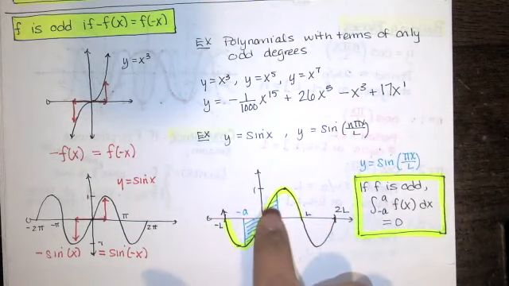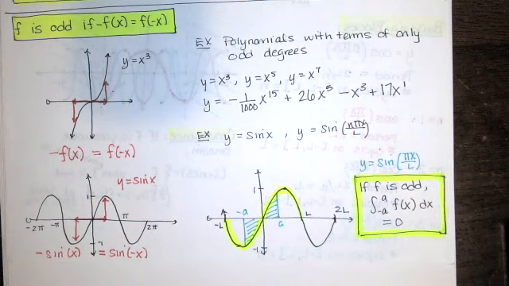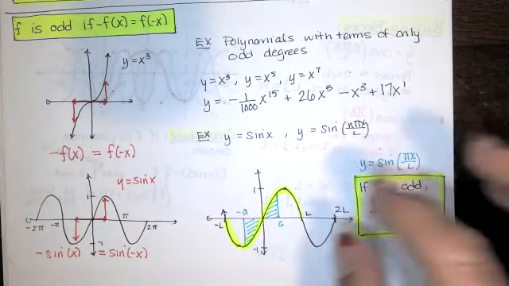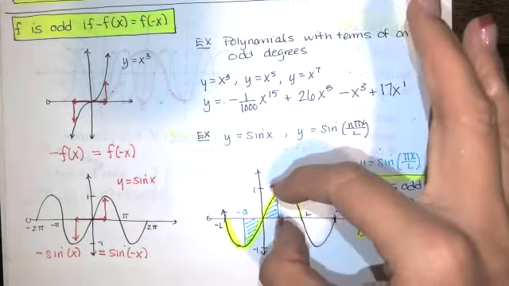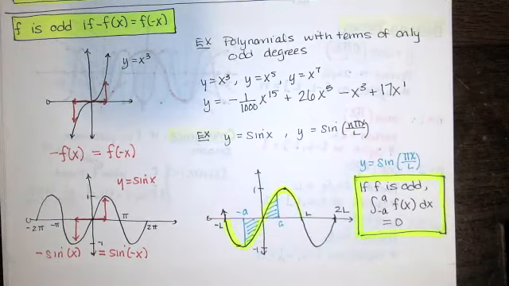I think we can all see that that area is going to be matched by that area, and they're going to cancel out when we evaluate this integral, which gives us area above the x-axis minus area below, and we'll get 0.